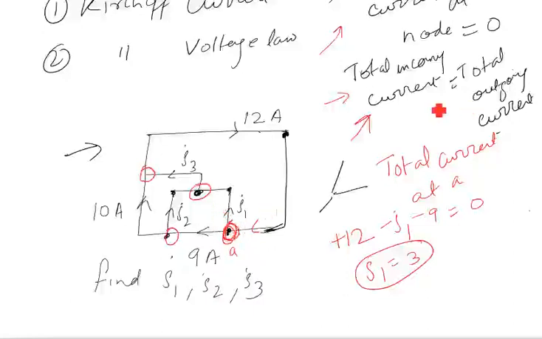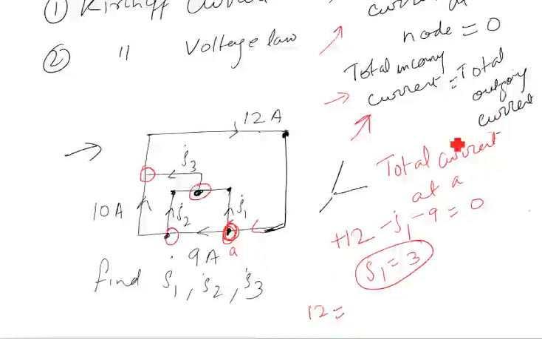But for this formula, that is total incoming current. So let's check what the total incoming currents are that come to that point. 12 ampere is coming, and no other current is coming. The rest of the current is outgoing. So I can say that 12 is equal to what?